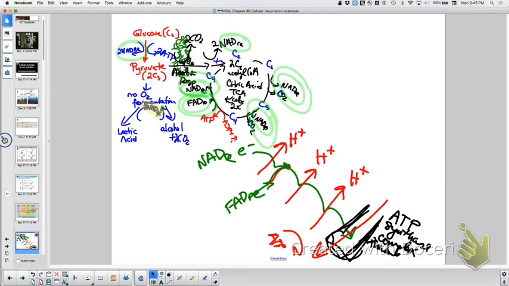Where does glycolysis take place? Cytoplasm. Good. Where does transition prep take place? Where? Mitochondria. Matrix of the mitochondria. Where does the Krebs cycle take place? In the matrix. Where does the electron transport chain take place? The inner membrane, the cristae. Where are the hydrogen ions concentrated? Inner membrane space, the outermost space of the mitochondria.